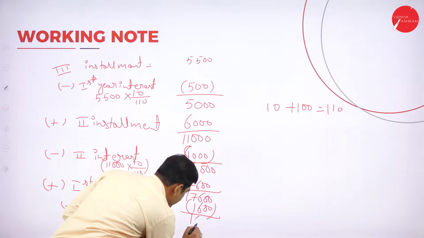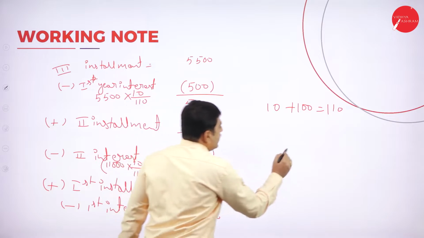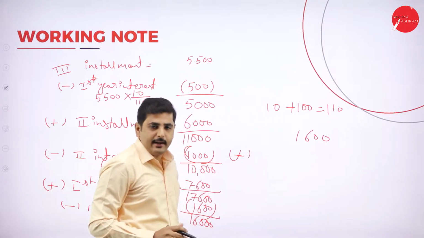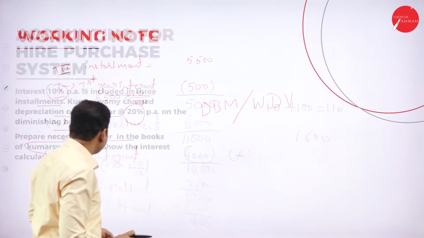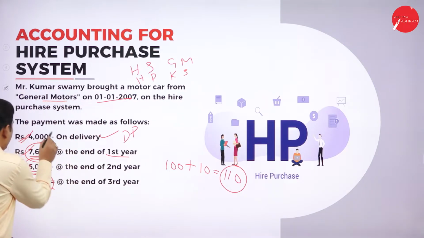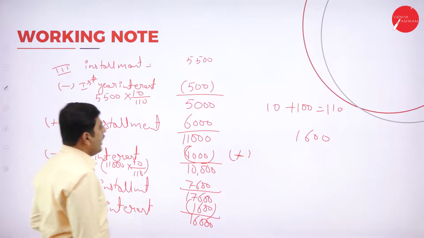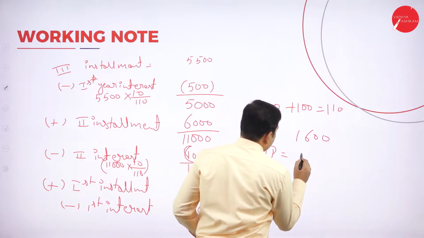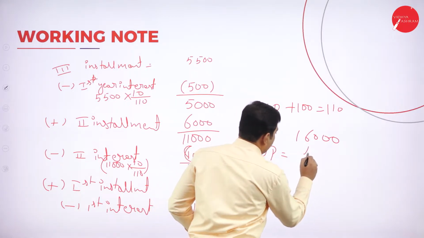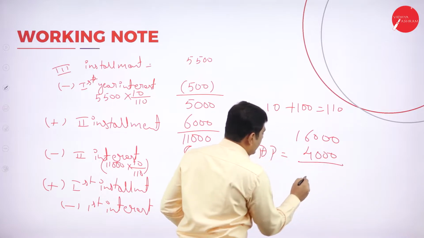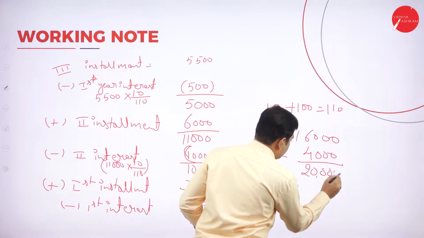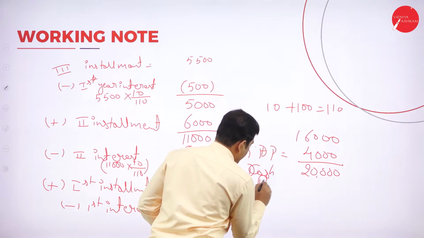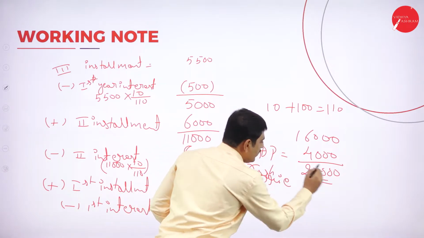So you will get 16,000, and 16,000 plus what is the down payment we have paid? We have paid the down payment of 4,000. So add the down payment: 16,000 plus down payment 4,000. You will get 20,000 is the cash price of the asset. Cash price equals 20,000.